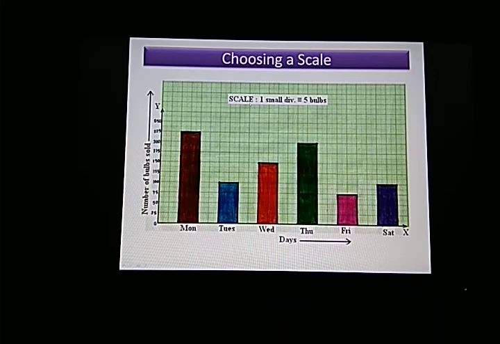Here the scale is already given. One small division is equal to 5 bulbs, because it is related to the number of bulbs sold on different days of the week. Now, say if it was not bulbs but simply numbers written 0, 1, 2, 3, 4, 5, 6, whatever, on the x-axis as well as the y-axis, how would we choose the scale?